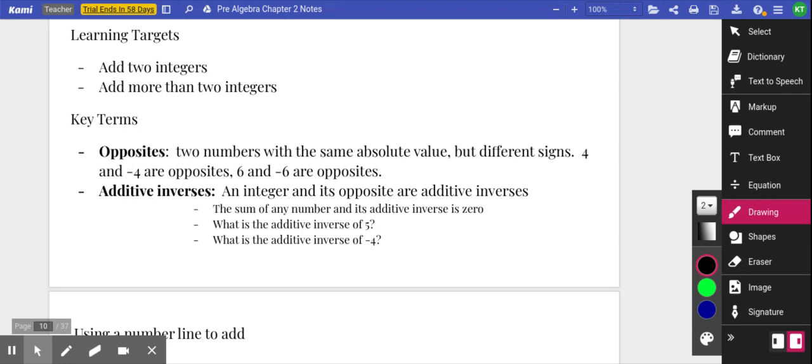And you can kind of think of inverse as opposite. The inverse of addition is subtraction. The inverse of multiplication is division, right? And vice versa. Okay, so the sum of any number and its additive inverse is 0. So think of that again as opposite. So if I look here at a couple examples, it says, what is the additive inverse of 5? That'd be -5, right? The opposite. Additive inverse of -4 would be +4.